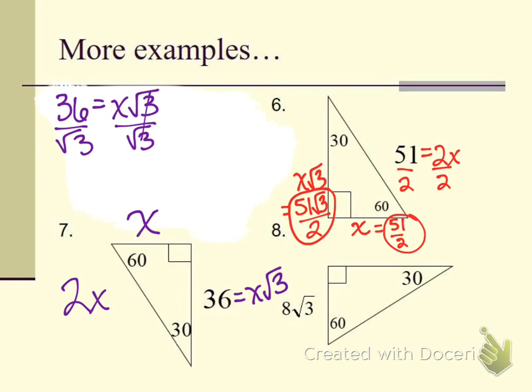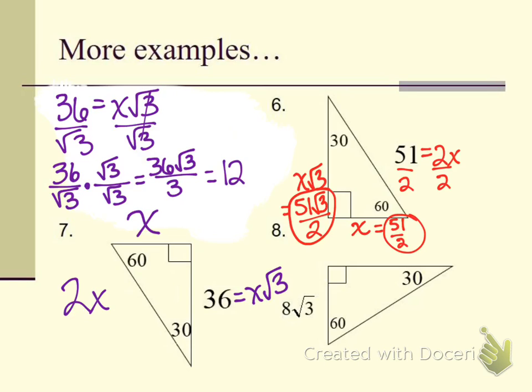Okay, when I divide by radical 3, I end up with 36 over radical 3. Is that okay? No, because I cannot have a radical in the denominator. So I'm going to multiply top and bottom by radical 3. So that gives me 36 radical 3 over 3. What can simplify here? 36 divided by 3 is 12. So we have 12 radical 3.